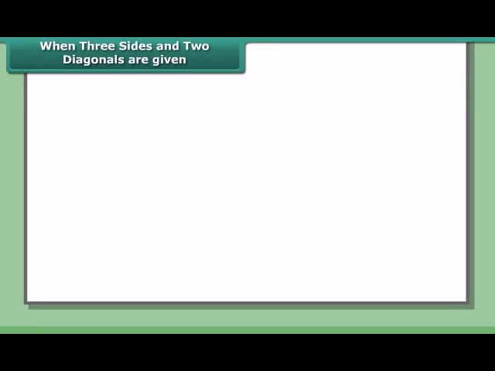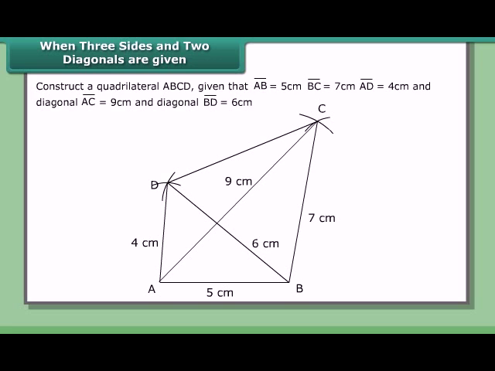When 3 sides and 2 diagonals are given, construct a quadrilateral ABCD, given that AB is equal to 5 cm, BC is equal to 7 cm, AD is equal to 4 cm, and diagonal AC is equal to 9 cm, and diagonal BD is equal to 6 cm.